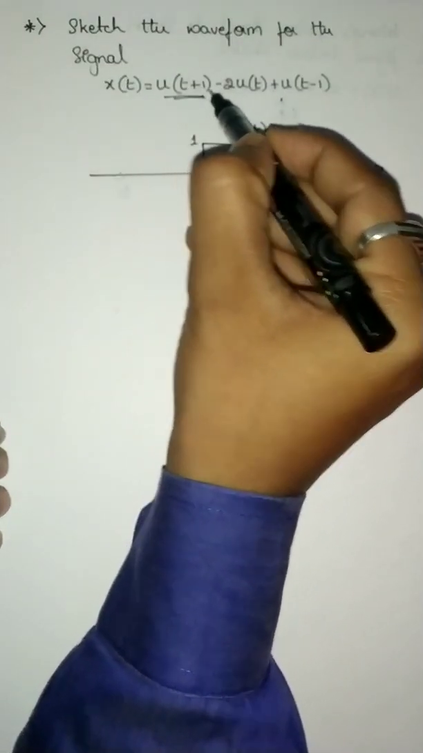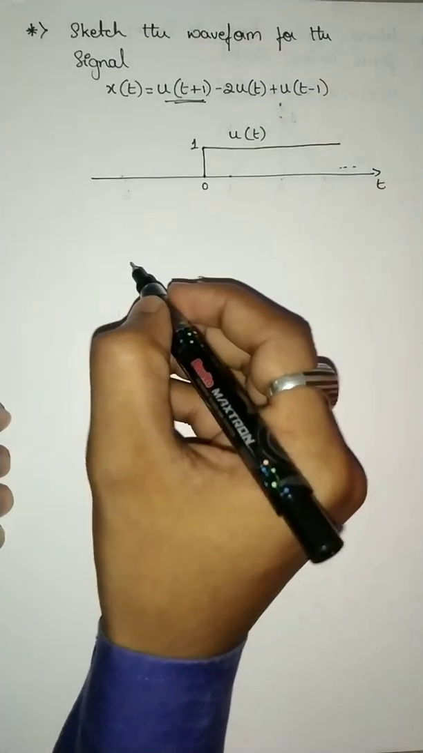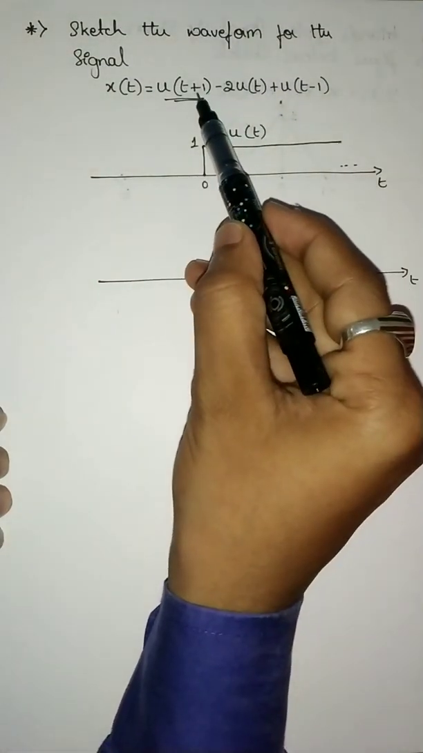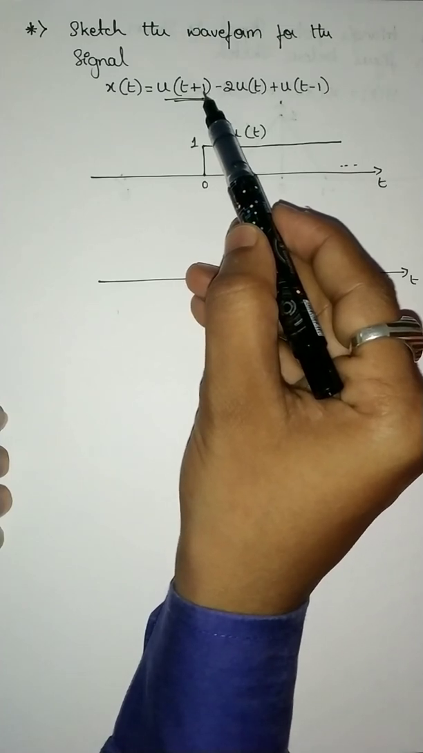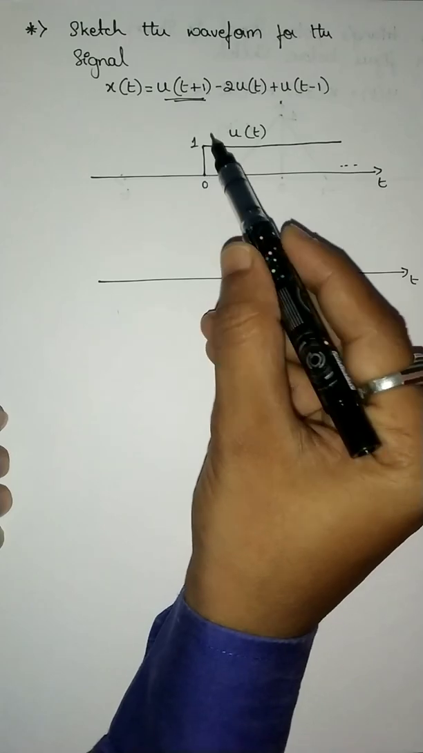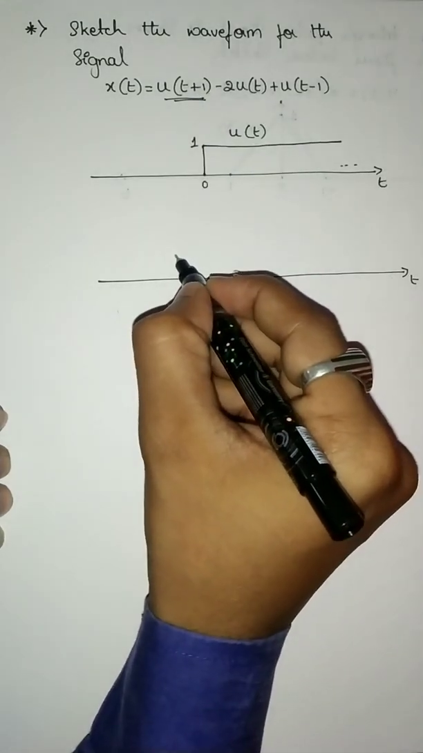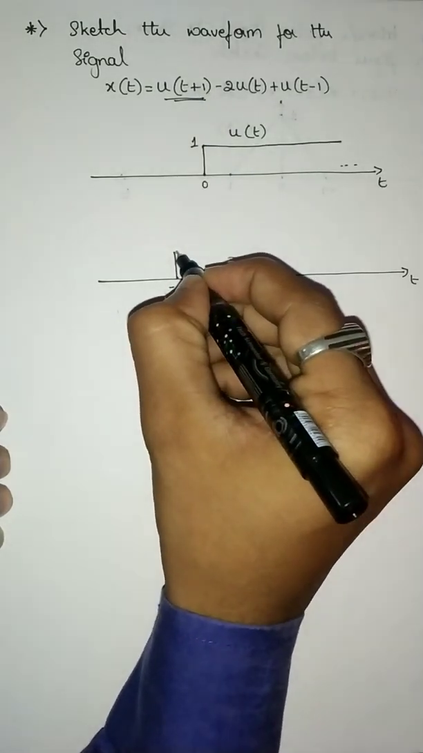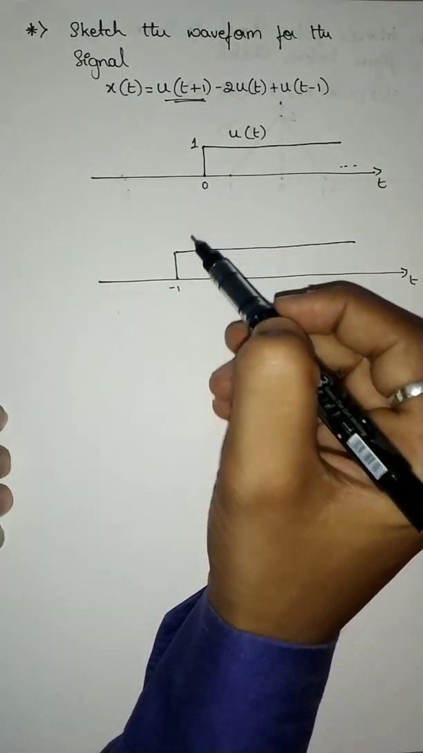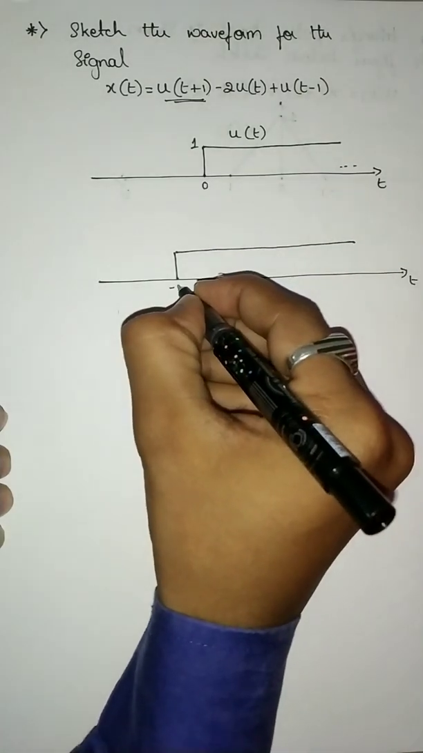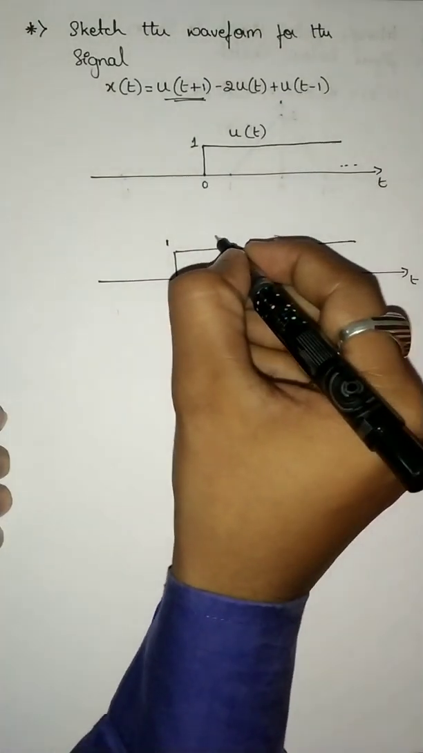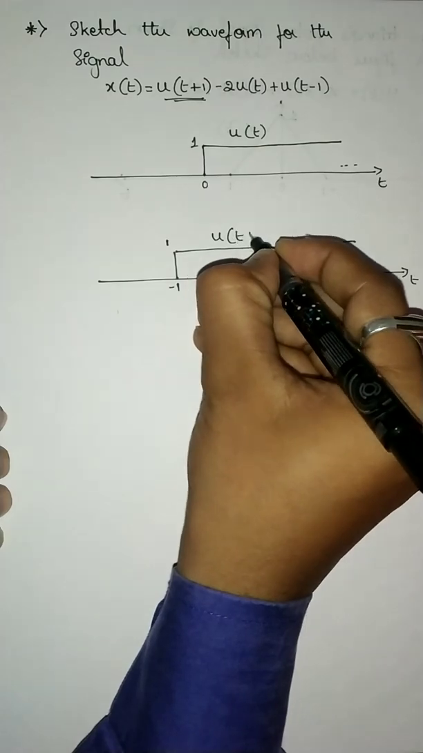Let us draw u of t plus 1 first. U of t plus 1 is nothing but the signal advanced by 1 unit. Actually the signal starts at 0. Since it is advanced by 1 unit, it is going to start at minus 1. Previously it was starting at 0 and now it is starting at minus 1. Amplitude remains the same, 1, which is called u of t plus 1.